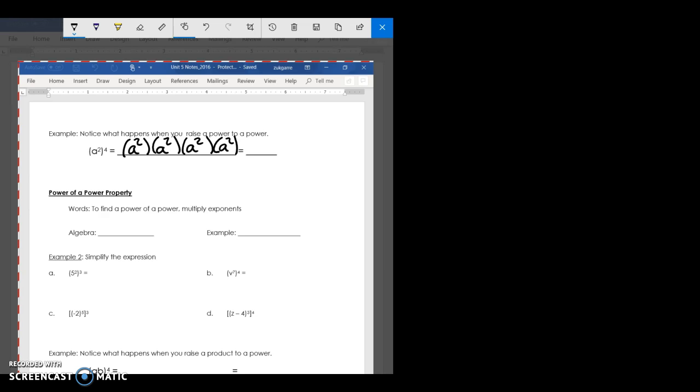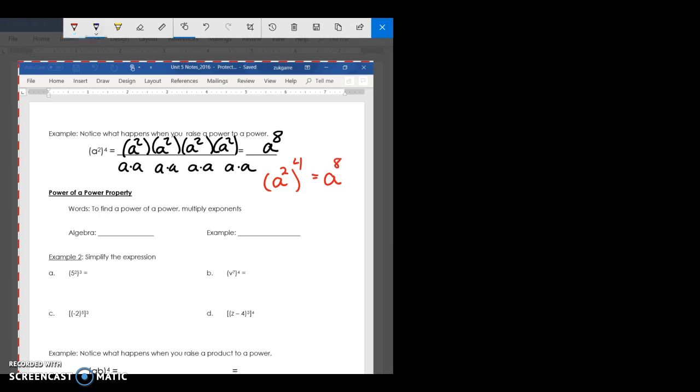Okay, but then we can break that down further, because this a squared is a times a, this one's a times a, and each of these are a times a. So grand total, I've got 2, 4, 6, 8 a's here. So this should equal a to the 8th. Okay, so if we go back for a second, we see, well, what happened? I had a squared, and I raised it to the 4th power, and I got a to the 8th.